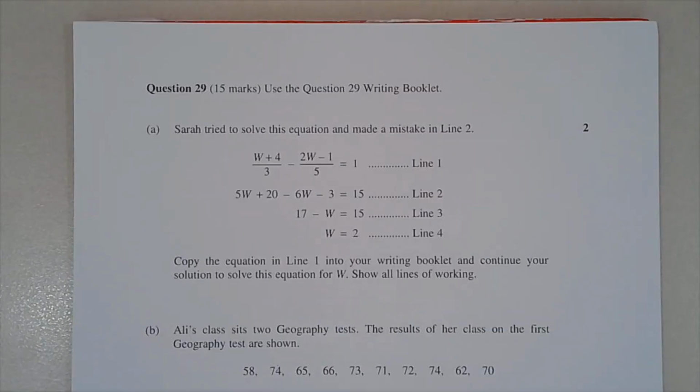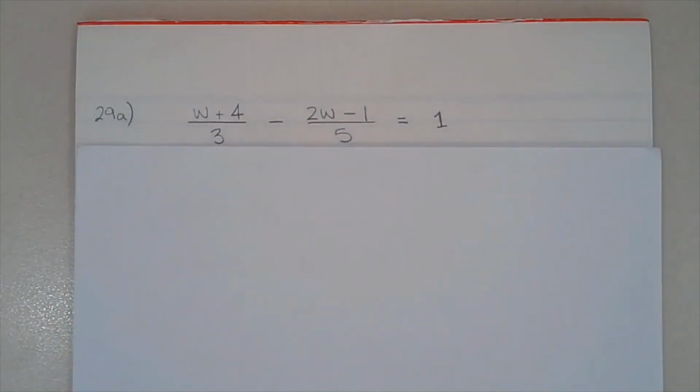Question 29a. Sarah tried to solve this equation and made a mistake in line 2. Copy the equation in line 1 into your working booklet and continue your solution to solve this equation for W. Show all lines of working. So the first line, which is just copied straight from the question, is this equation: (W + 4)/3 minus (2W - 1)/5 equals 1.